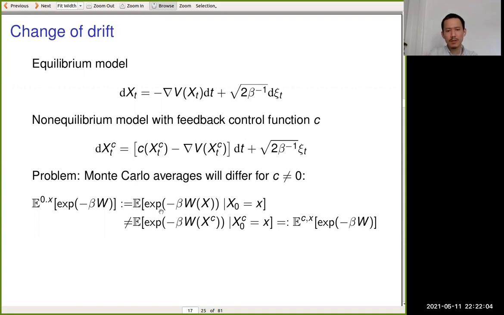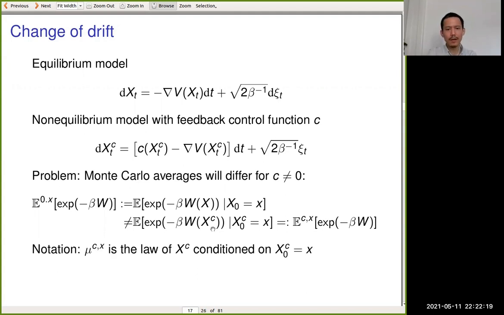Now, this expectation here will be different from this expectation because, as mentioned before, X and X^C are actually different random variables. And I'm going to denote by E superscript Cx the expectation with respect to the controlled system, or the non-equilibrium system. So mu^C_x is the law of the controlled system, X^C, conditioned on the fact that it starts at little x.